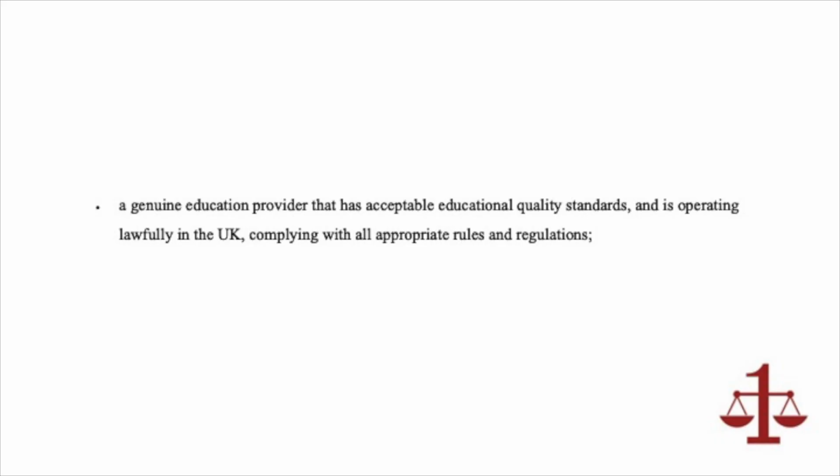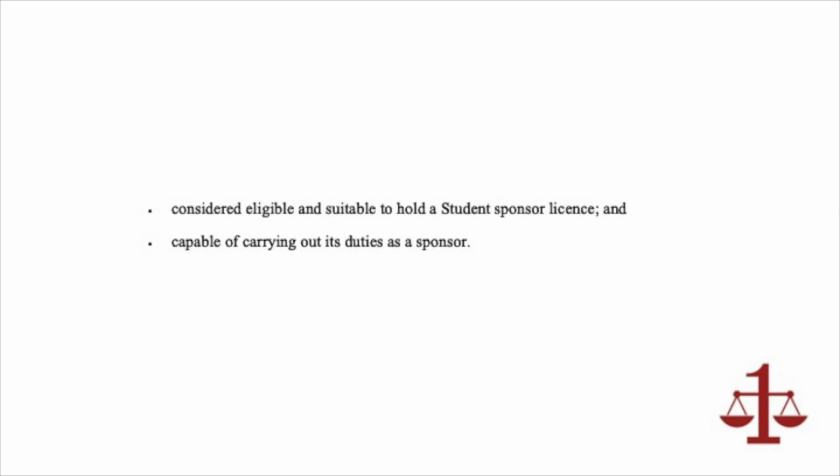In order to obtain a student sponsor license as an education provider, you must satisfy UK Visas and Immigration that you are a genuine education provider that has acceptable educational quality standards and is operating lawfully in the UK, complying with all appropriate rules and regulations. You are considered eligible and suitable to hold a student sponsor license, and you are capable of carrying out its duties as a sponsor. An education provider must meet these criteria in order to obtain a student sponsor license and continue to meet them in order to retain that license.